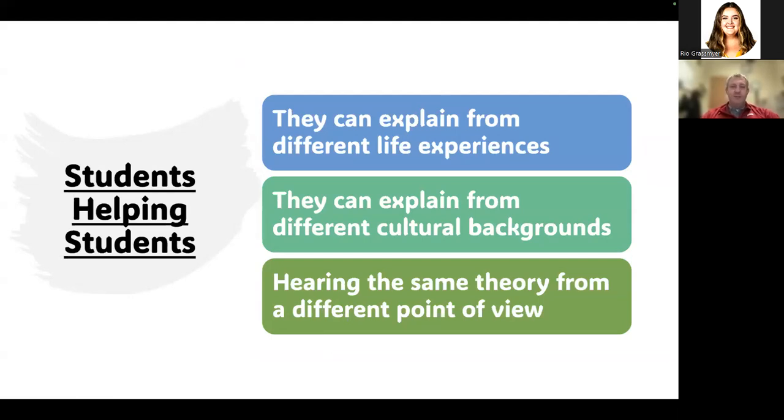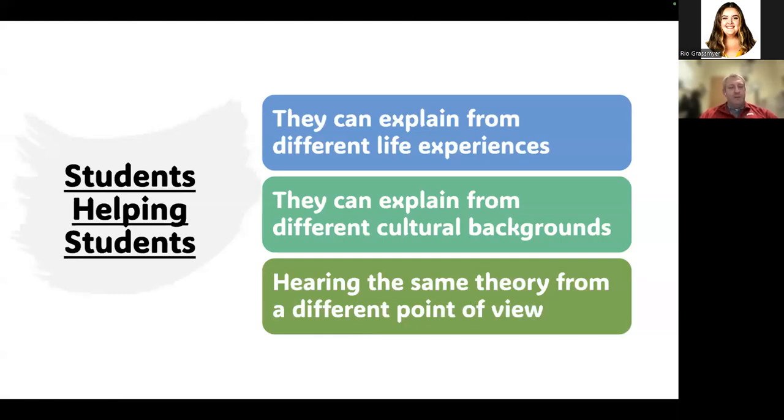If it's another student, excellent. You're using your biggest asset at that point. They can also explain from different cultural backgrounds. Remember, we all have different cultural backgrounds, so we need to remember these things. And then hearing the same theory from a different point of view.